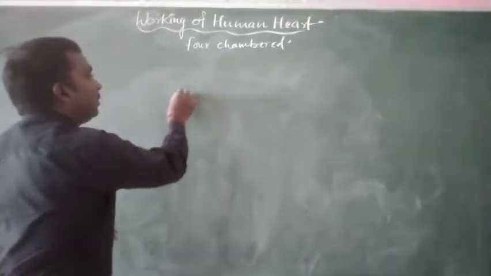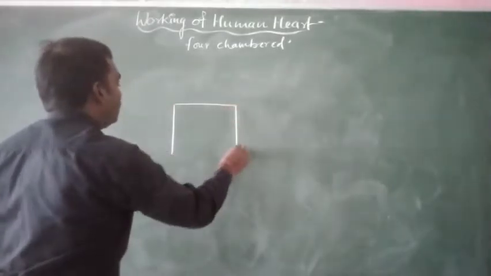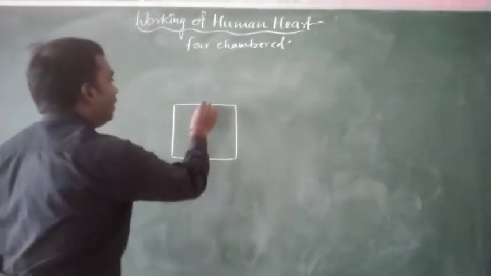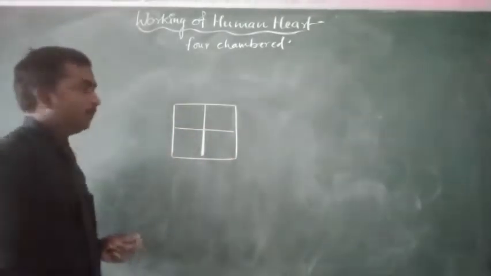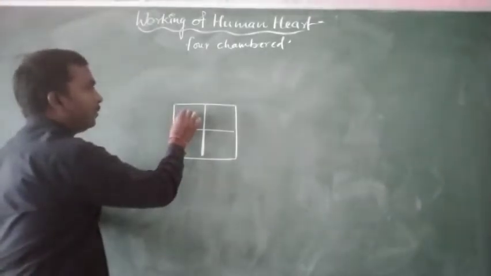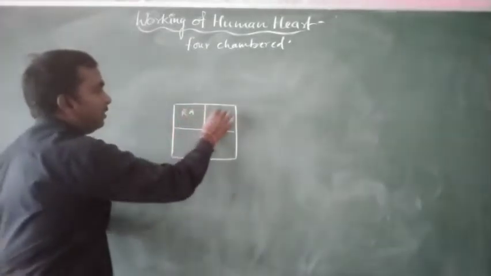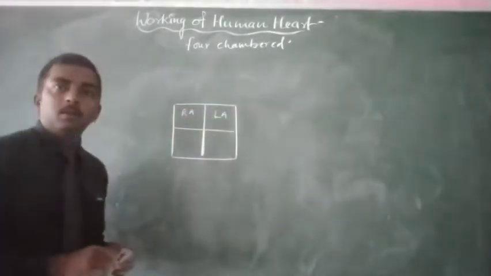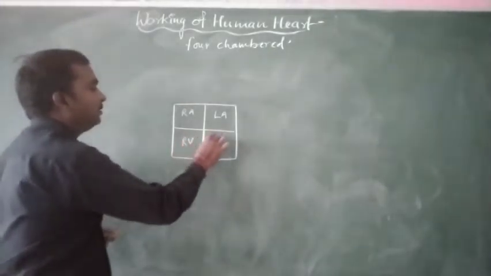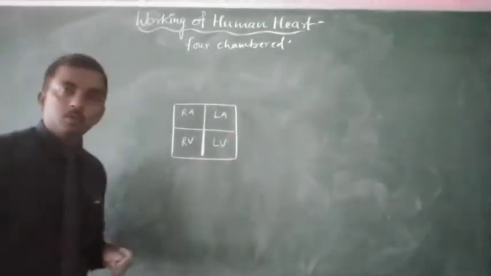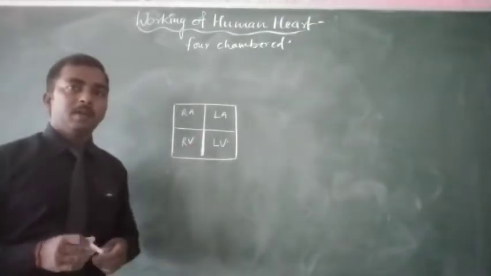We understand this working with the help of a rough sketch diagram, and we can represent the heart with a square box with four subunits. This represents the right chamber or right auricle, and this is the left auricle, and the lower two chambers represent the right ventricle and left ventricle. So suppose this is our four chambered heart.